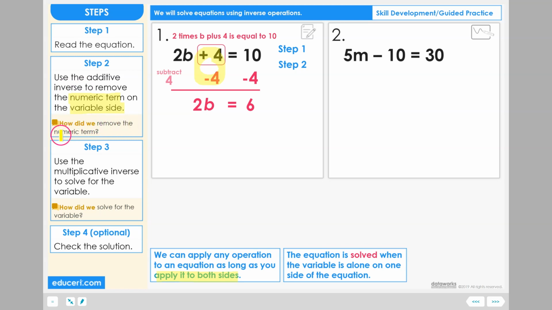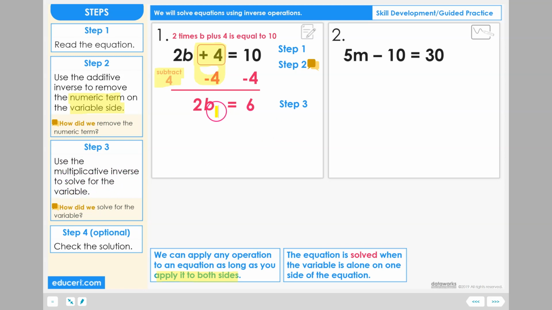How did we remove the numeric term plus 4? We removed the numeric term plus 4 by using the additive inverse of subtract 4 on both sides of the equation, leaving us with just 2 times b on that side of the equation. Now the equation is still not solved yet, and that's where we go to step 3. Use the multiplicative inverse to solve for the variable.